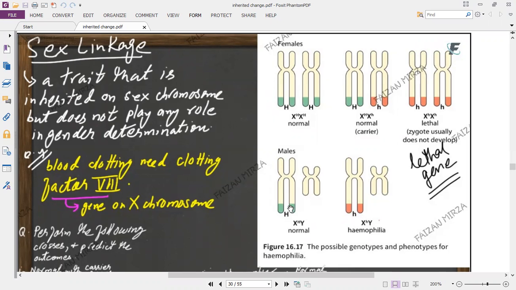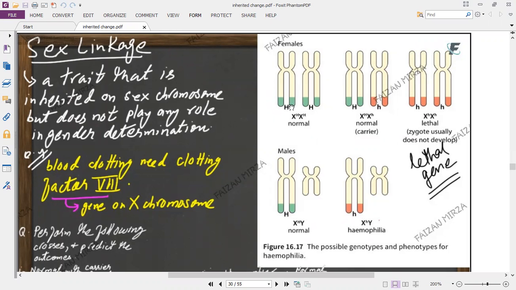So here the male will be dependent on this single H allele which is on the X chromosome, and its counterpart on the Y chromosome will just be absent, not present there in the gene locus, because Y is a different chromosome. Females, on the other hand, have three possible combinations. Let's talk about three combinations, then we'll reduce them down to two.